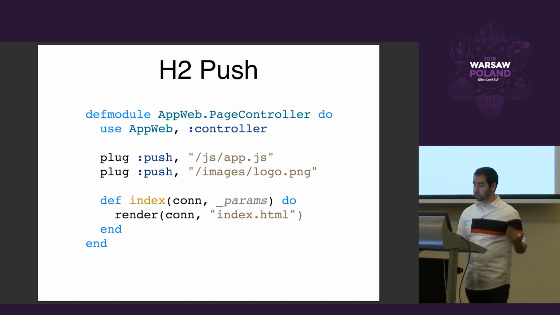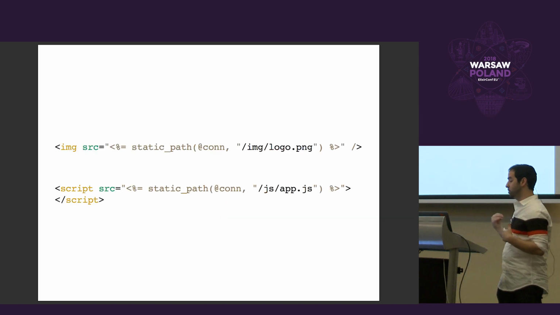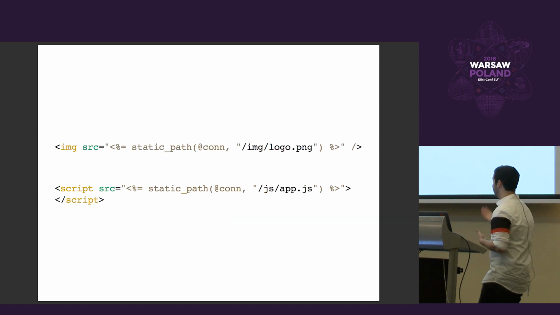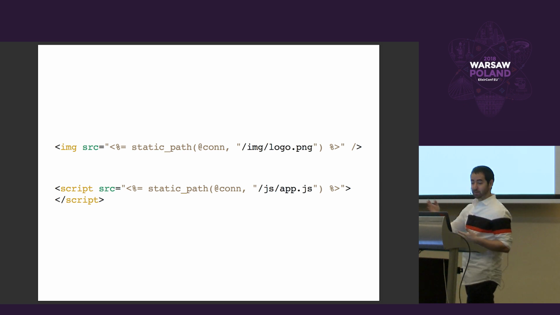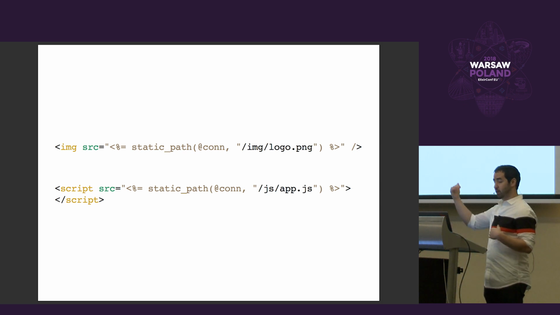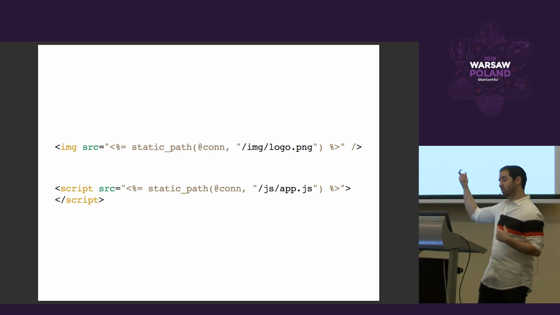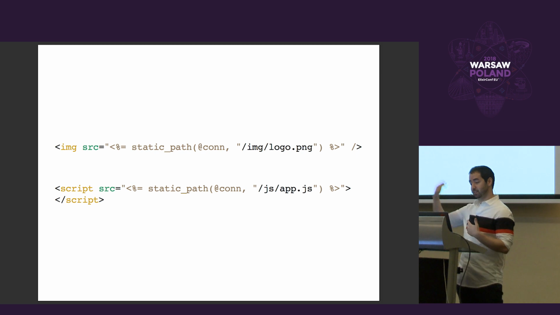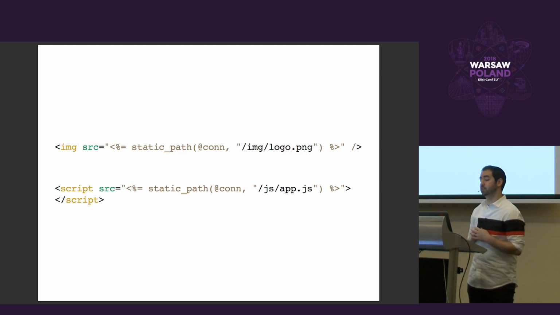But what will happen with H2 push is you still render your assets as normal. So you'll still write an image tag with the source, a script tag with the source, but what will happen is as the browser's evaluating that HTML, they'll get down to this image source, and it will see, oh, I don't need to fetch this because the server already told me to fetch it over the connection.